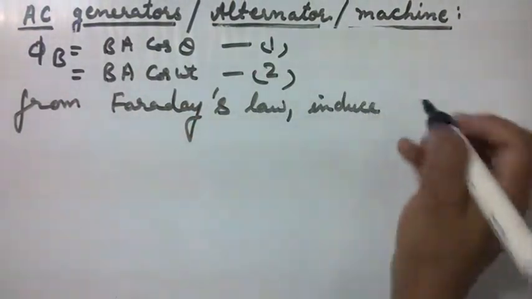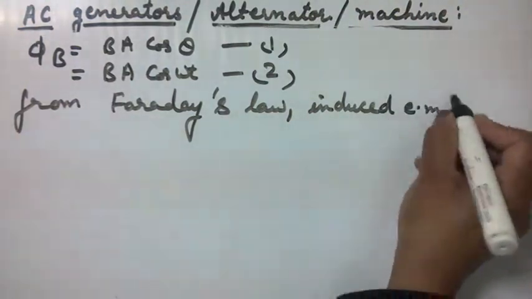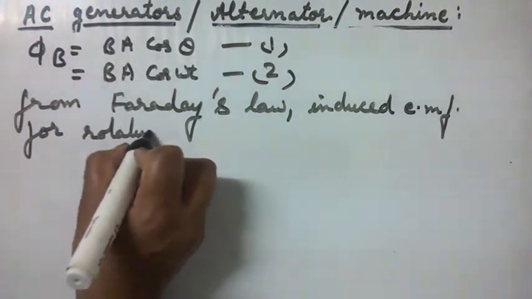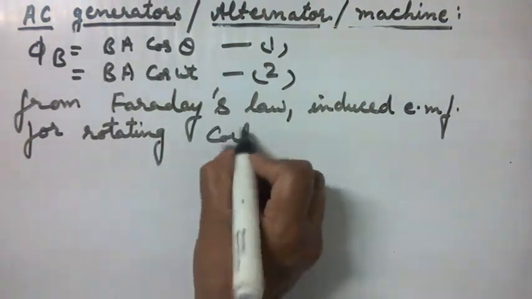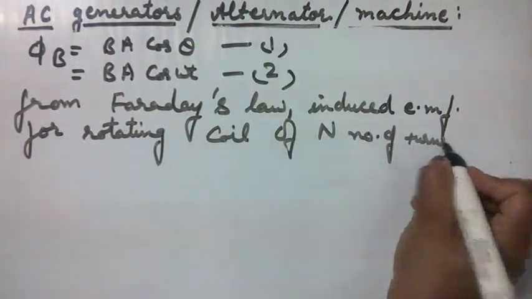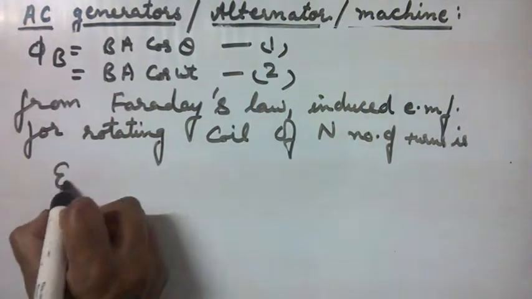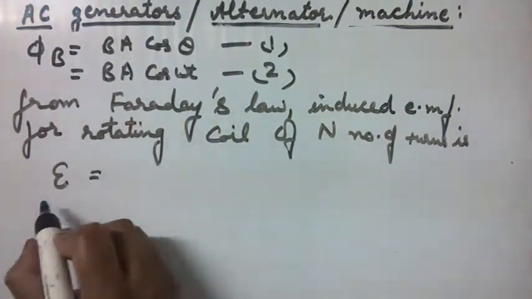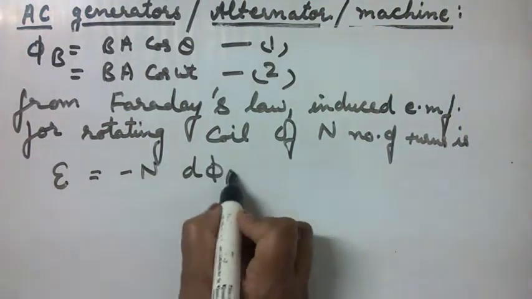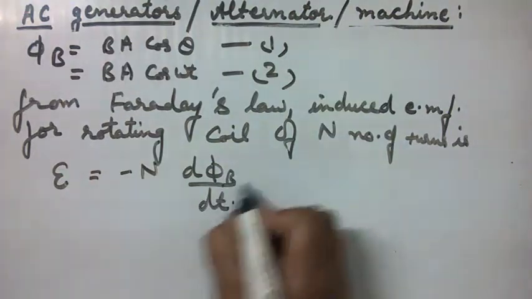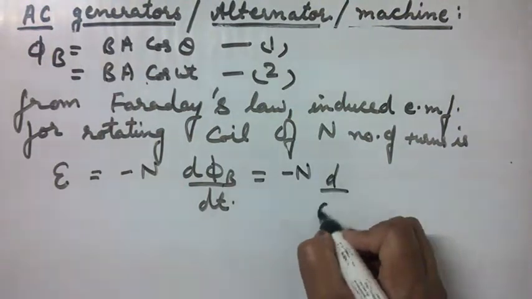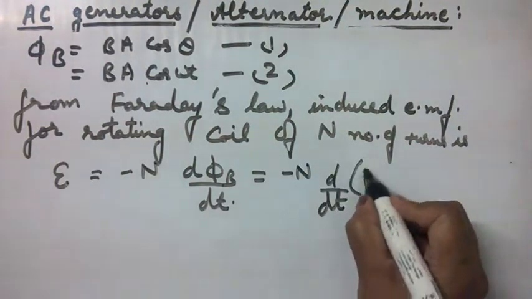induced EMF for rotating coil of n number of turns is given as induced EMF E, that is instantaneous EMF, equivalent to minus n d phi B by dt. On substituting this value, we get minus n d by dt of BA cos omega t.